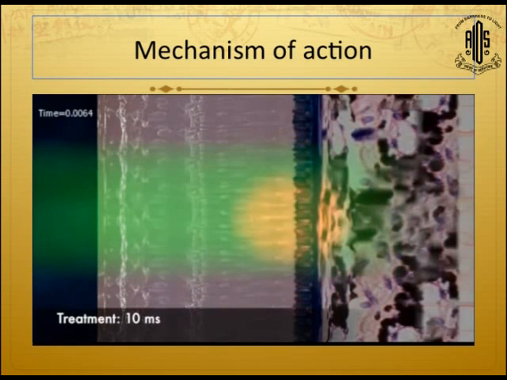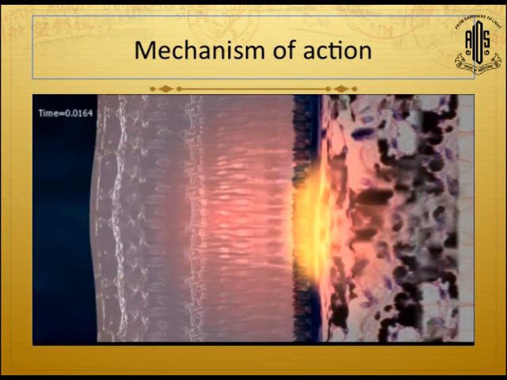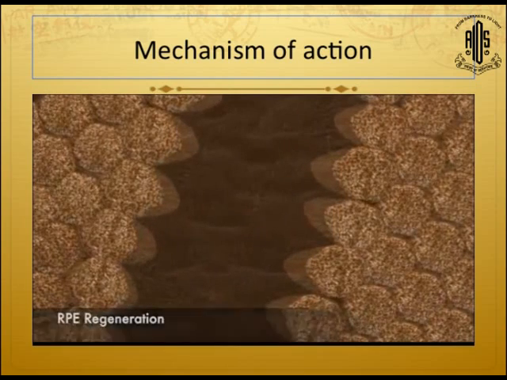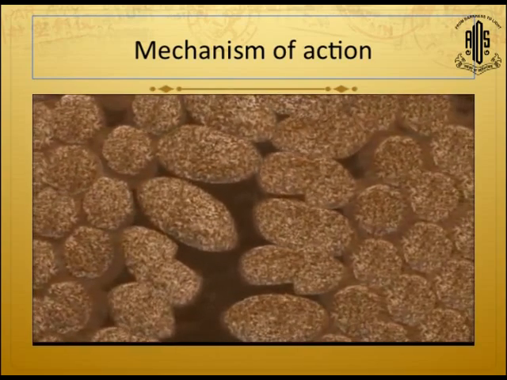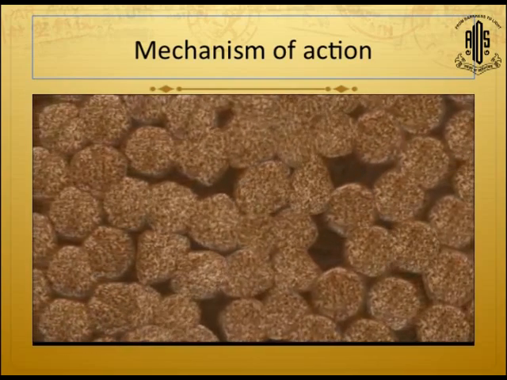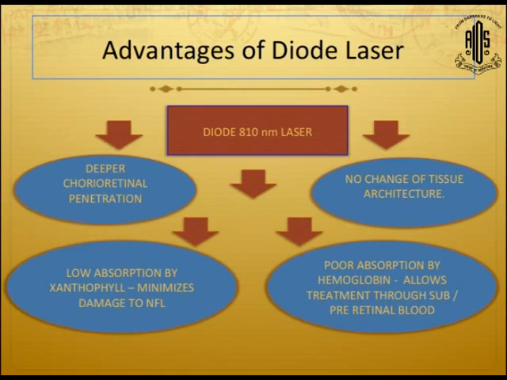So that is the thermal interaction in the retina and the RPE. The laser, once given, affects mainly the choroid and the RPE layers, and with further coagulation the surrounding areas also get coagulated. Further, the RPE cells start regenerating and occupying the space which had been damaged by coagulation.